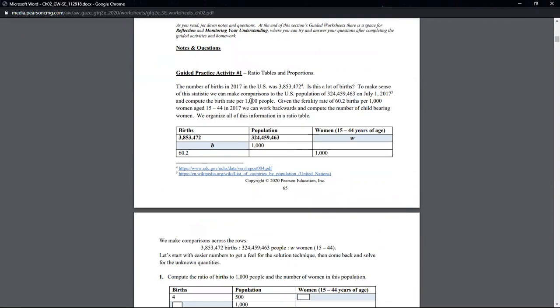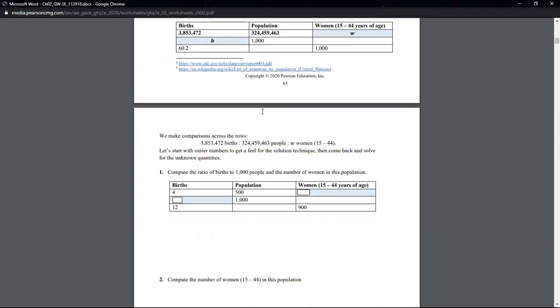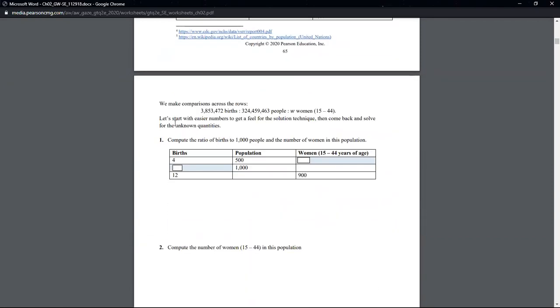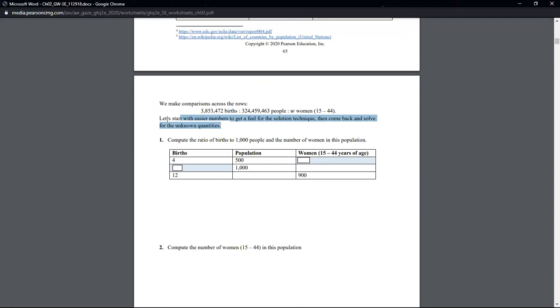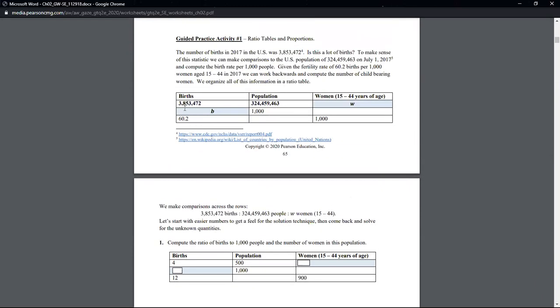Now, before we actually do it with those numbers, let's keep this simpler and do a different problem. We will come back to that, but for now, let's start with easier numbers to get a feel for the solution technique and see if we can make things make sense to us. So instead of saying it's 3.8 million births for 324 million people in America, we're saying it's 4 births for 500 people in some random population. There's only 500 people in this population, and out of them, there were 4 births that year. So we want to find out how many births there would be if we scaled this population to 1,000.